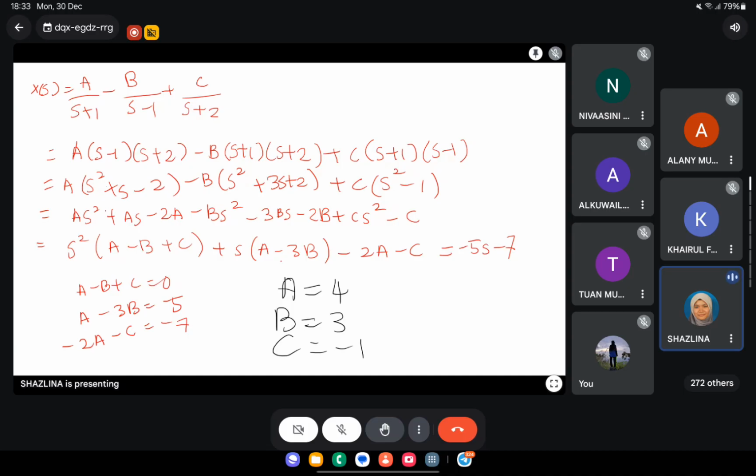Saya tak dengar lah. I cannot hear. Tolak 2B, doktor tertinggal. Which one? Yang dekat atas. Tolak 3BS, tolak 2B. Doktor tak letak 2B. Here is it? So minus 2A plus 2B. Sorry, minus 2A minus 2B minus C, is it? Betul tak?